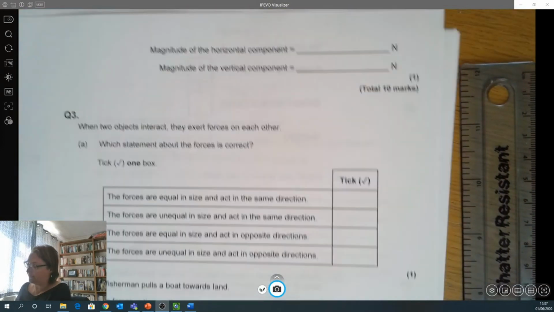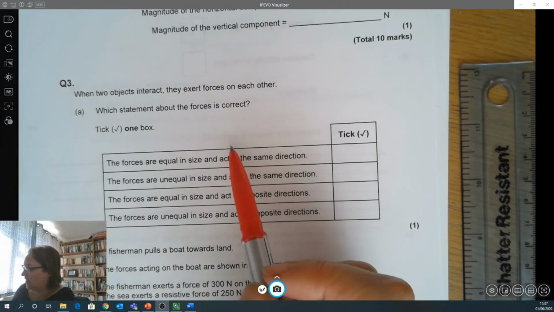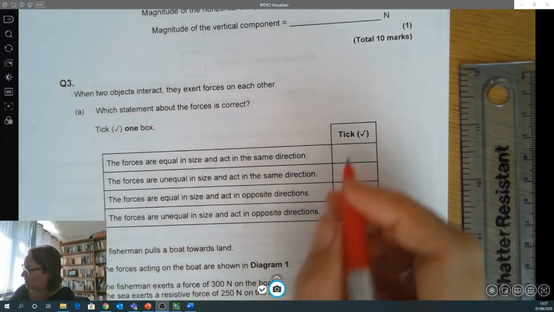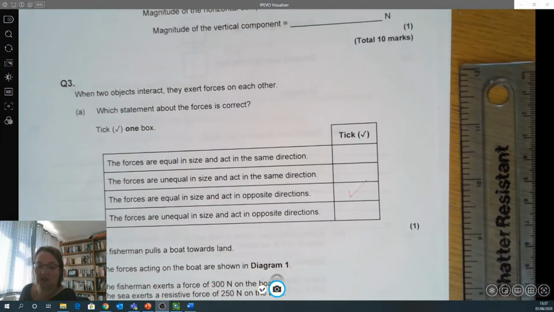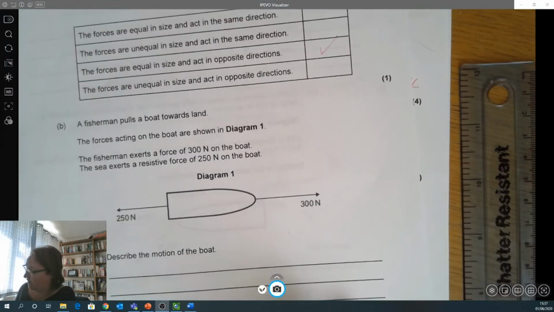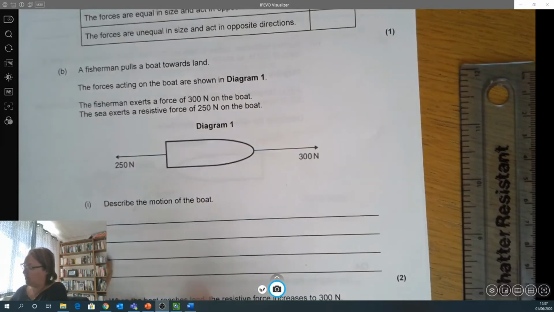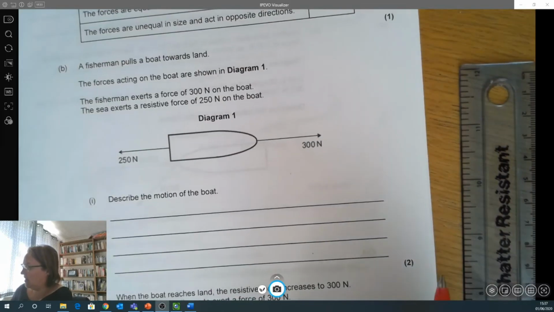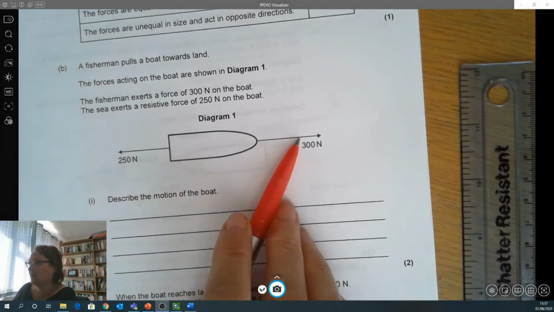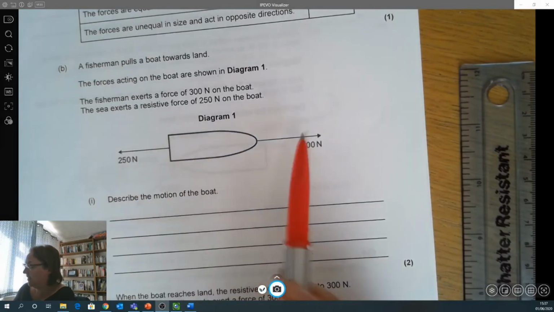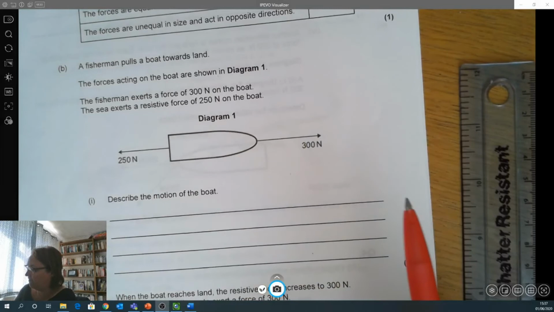Next question. When two objects interact, they exert forces onto each other. So I've got two interacting objects, therefore they are equal and opposite forces. I have a fisherman pulling a boat. The forces acting on the boat are these here. They're acting on the boat. This isn't Newton's third law. These are not equal and opposite forces. These are forces acting on the boat. This is Newton's first law.